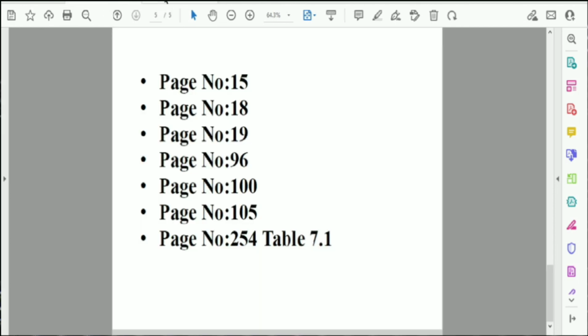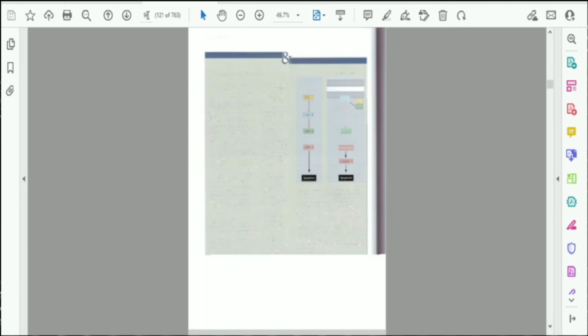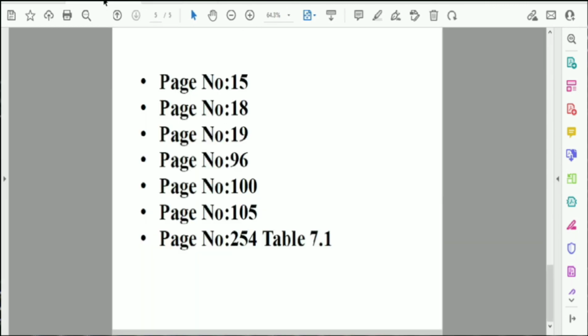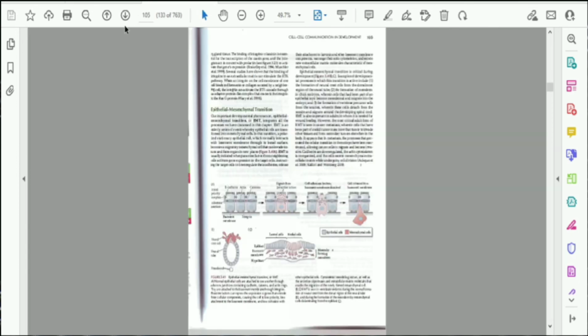Next thing is page number 96. The cell death pathway I mentioned to you previously. Next thing is 105. This epithelial mesenchymal transition is much more important, friends. This is popularly called EMT. You better refer to this book and don't go to the internet and all.